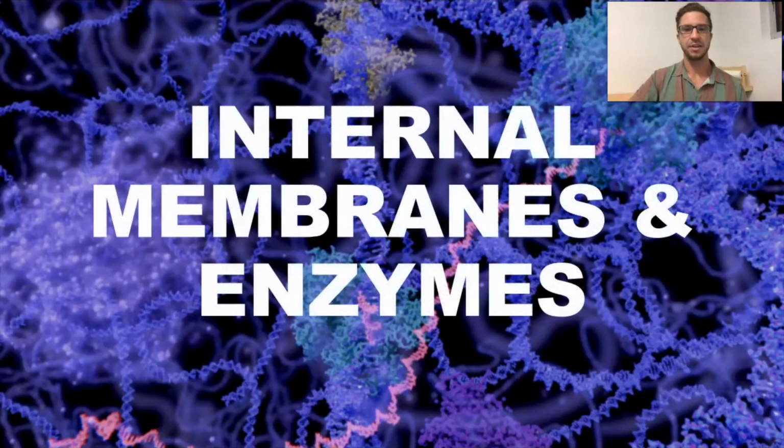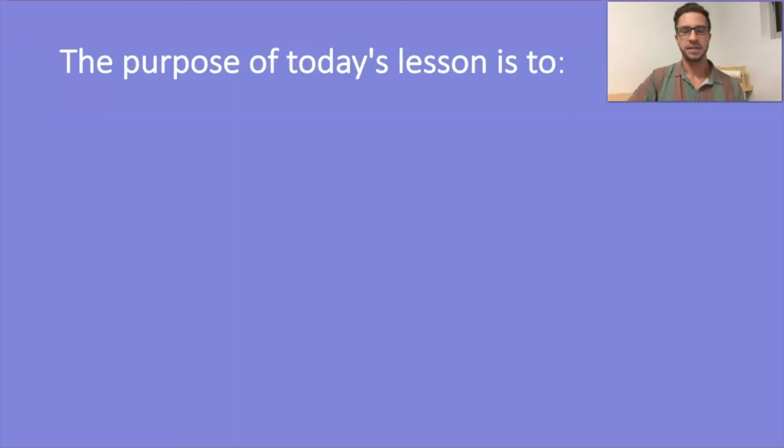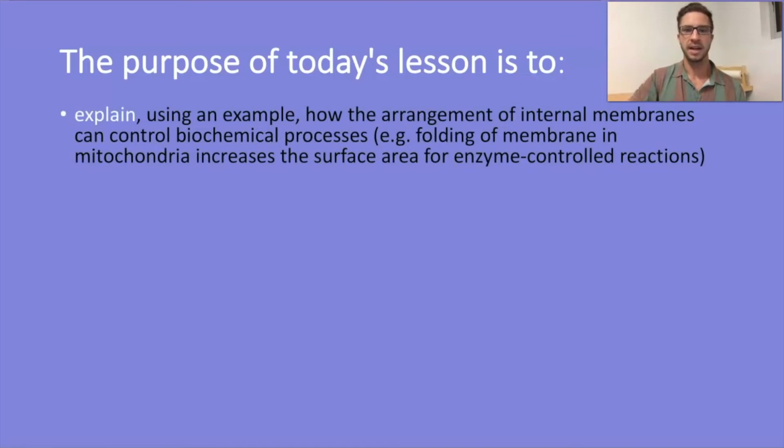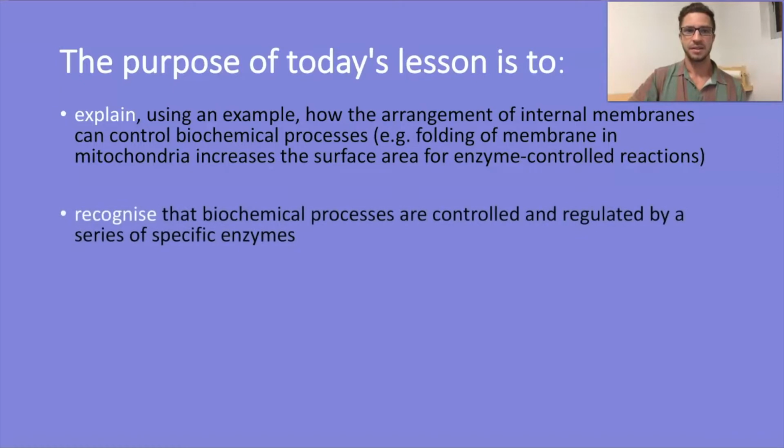It is on internal membranes and enzymes. The learning goals for today are to explain, using an example, how the arrangement of internal membranes can control biochemical processes. To recognize that biochemical processes are controlled and regulated by a series of specific enzymes.